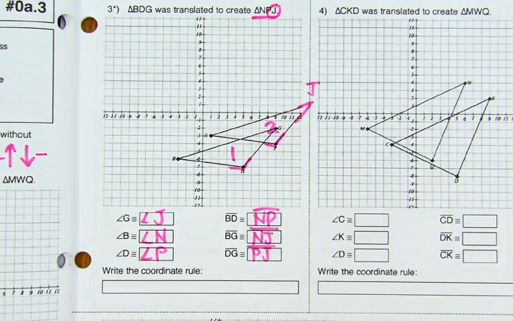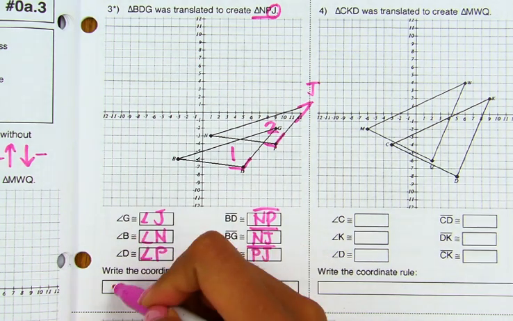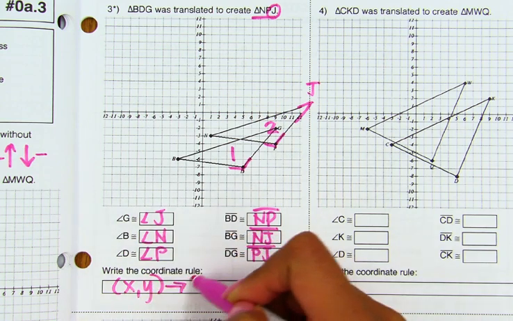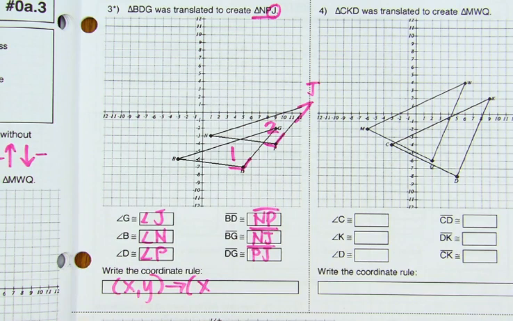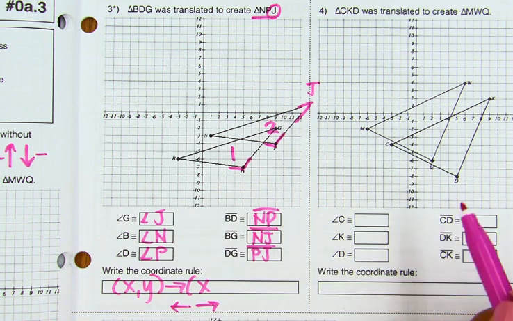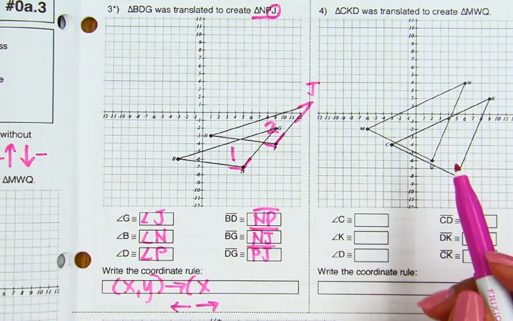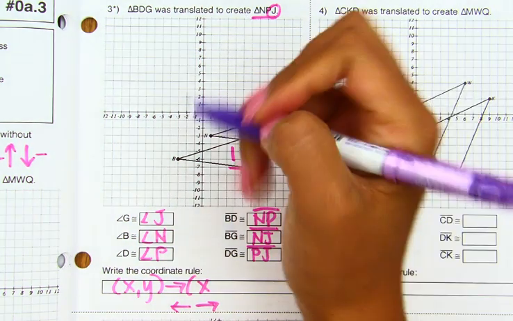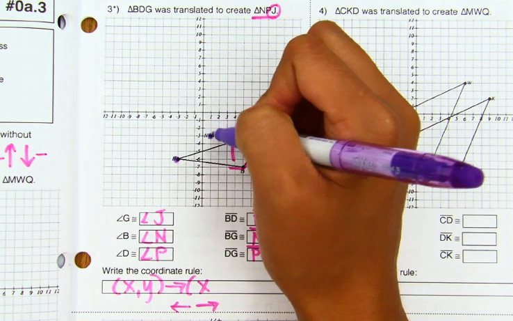So now that I have that, I have one more question to answer, which is to write the coordinate rule. Let's remember, we always start with x comma y, an arrow, and then we first start by describing what's happening to the x values. That is a description of either a left or right motion. So first, I need to pick two corresponding points. Remember, there are options that you can choose. Choose whichever ones you want to work with. So I'm going to pick B and N.